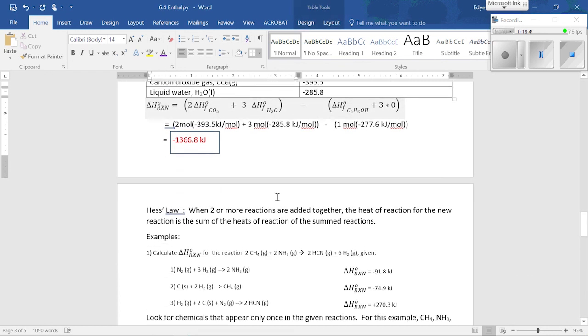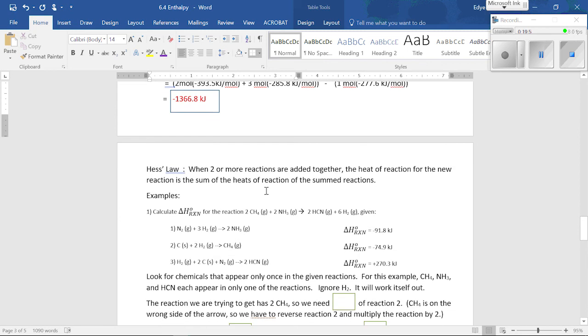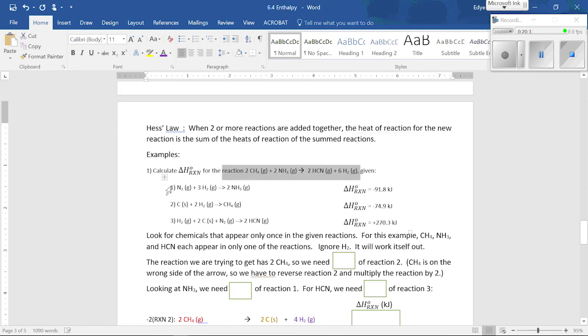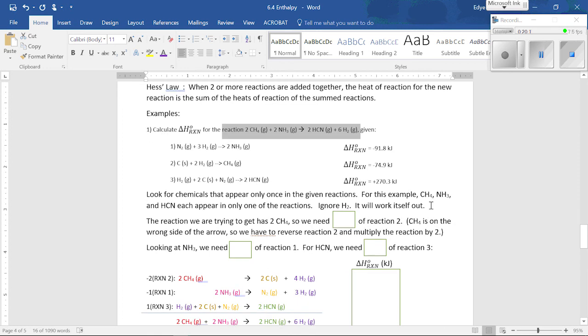Okay, new topic, Hess's Law. This is when you add 2 or more reactions together. We know that the heat of reaction for those 2 added reactions would be the sum of the heats of the reactions of the summed reactions. I'll explain that in words. You'll see how this works very shortly. So if I say I want you to find the heat of reaction for this reaction, and I've given you the heats of all of these reactions. This looks really hard at first, but it's actually fun. It's like you're combining reactions and figuring out what you need.